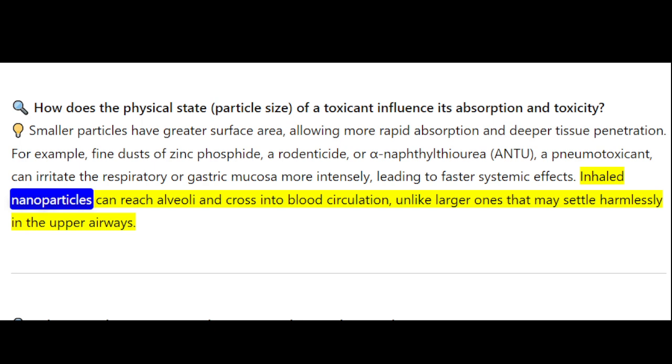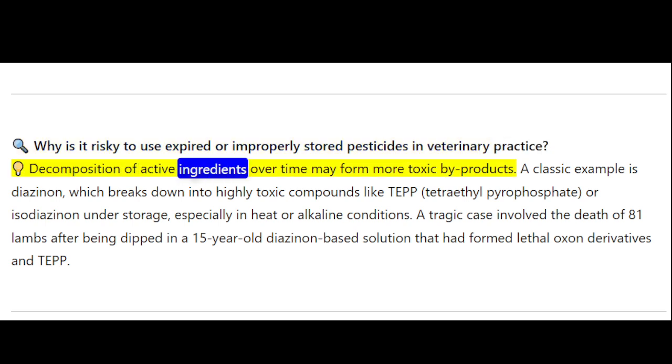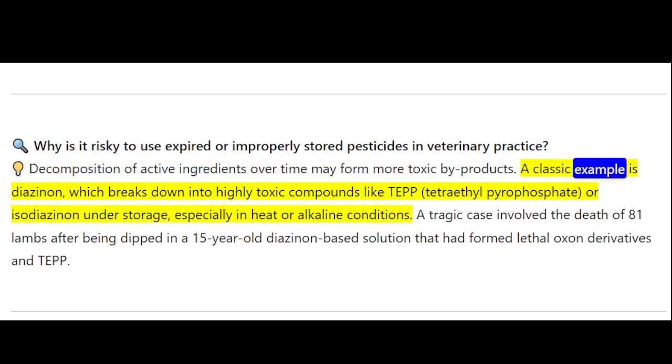Inhaled nanoparticles can reach alveoli and cross into blood circulation, unlike larger ones that may settle harmlessly in the upper airways. Why is it risky to use expired or improperly stored pesticides in veterinary practice? Decomposition of active ingredients over time may form more toxic byproducts. A classic example is diazinon, which breaks down into highly toxic compounds like tetraethyl pyrophosphate (TEPP) or isodiazinon under storage, especially in heat or alkaline conditions.